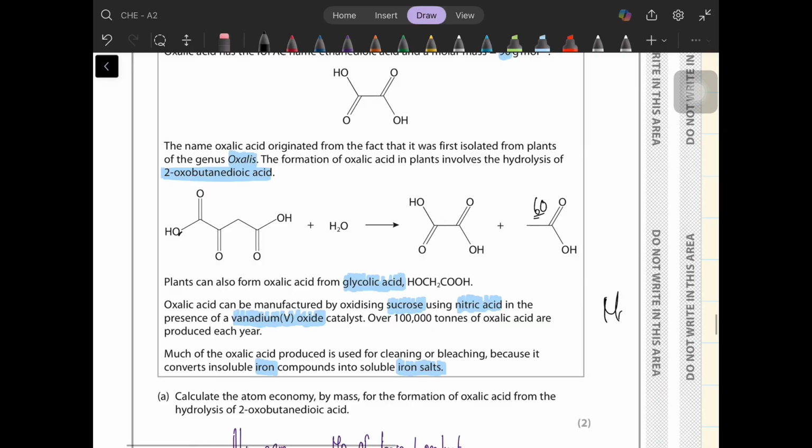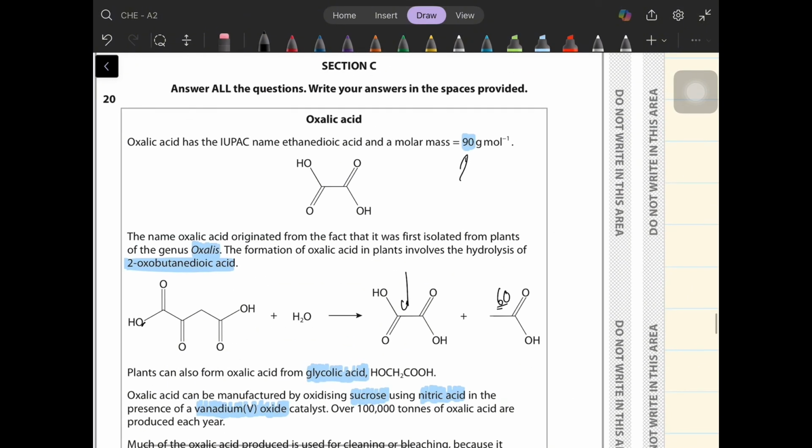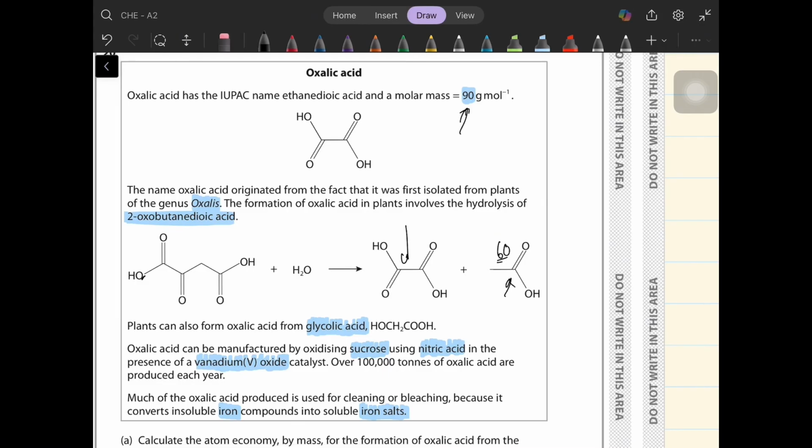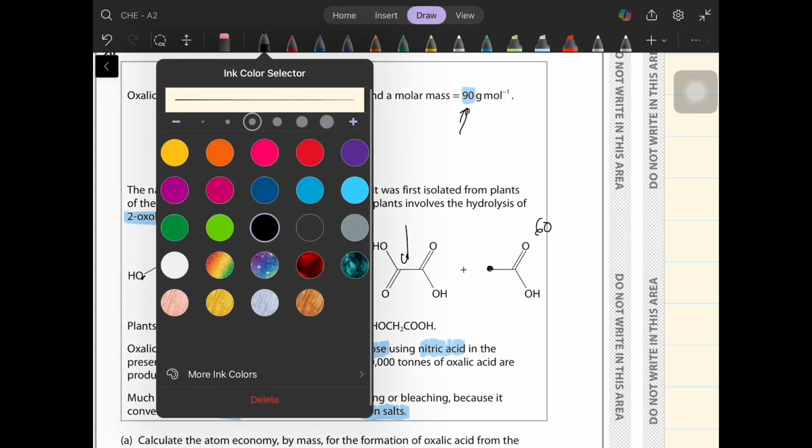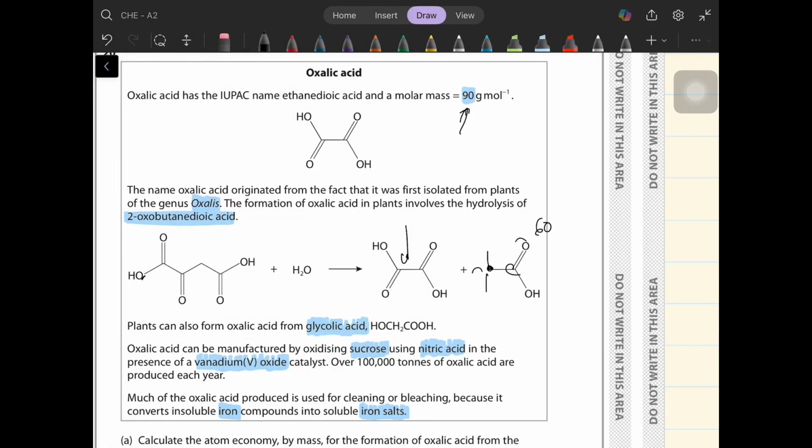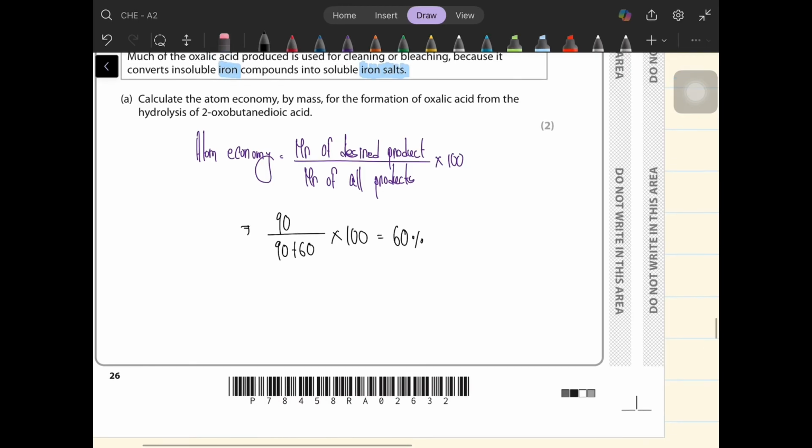So atom economy is the Mr of desired products divided by the Mr of all products, times 100, right? So the desired product from this reaction is going to be this one. So basically you have to find the Mr of this, and you know that the Mr of this is going to be 90. You just have to find the Mr of this, and that is going to be 60. Why? Because we have a carbon over here that has 3 hydrogens attached to it, and this is a carbon, oxygen, oxygen. So when you calculate all of this, you get a value of 60, right? So 90 divided by 60 plus 90, times 100 is going to give you the atom economy of this reaction, okay.